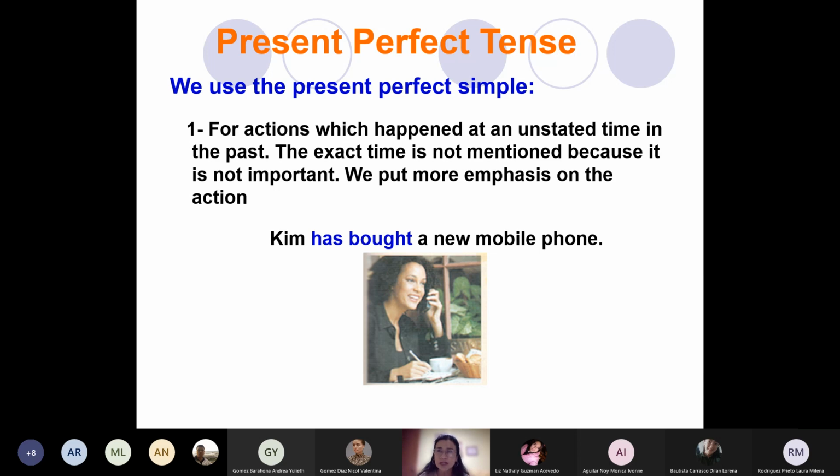Cuando tú quieres decir, oiga, mire, el vecino ha comprado auto. My neighbor has bought a car. My neighbor has bought a car. O mi amigo, ¿cómo le parece que mi amigo ha comprado una casa? ¿Cómo dice eso? Mi amigo ha comprado una casa. My friend has bought a house. Algo que él ya hizo en el pasado y que dé un resultado en el presente. In this situation, you use present perfect tense.